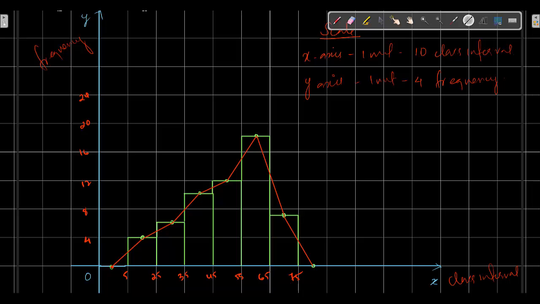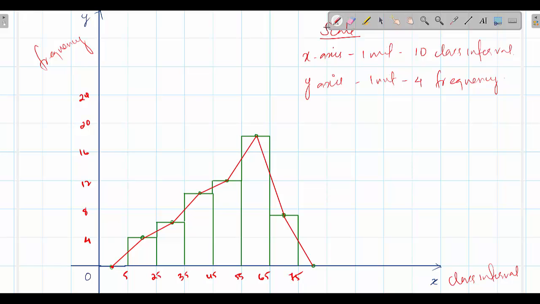So here, let's take another color and then just outline this. So what we're going to do is we're just going to make a smooth curve here. But make sure that you touch each point. Alright, so this is our frequency curve.